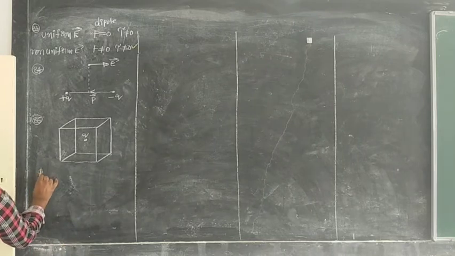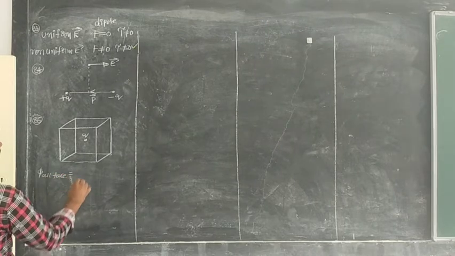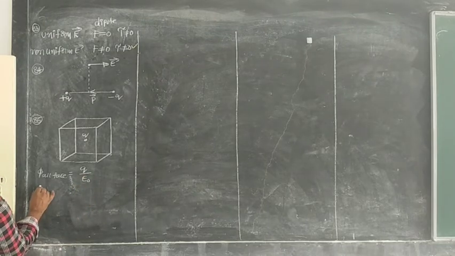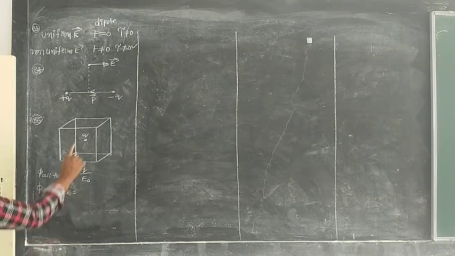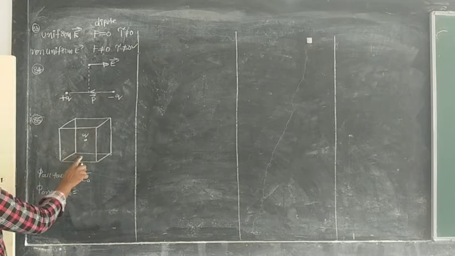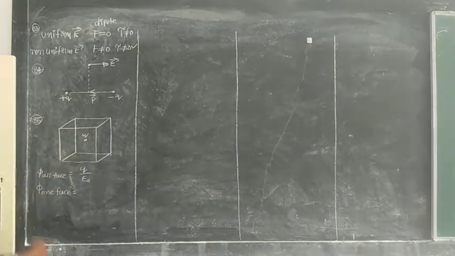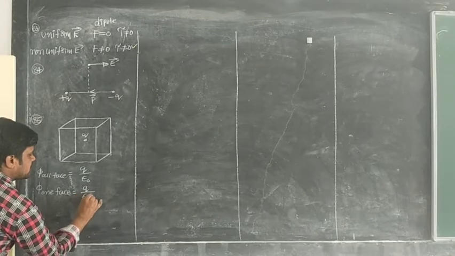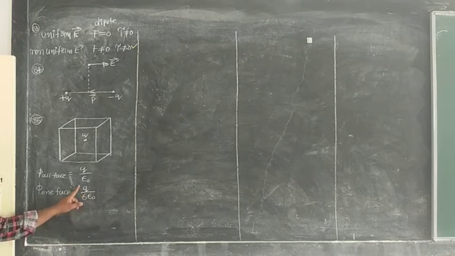Flux through all faces is nothing but Q by epsilon naught. But flux through one face: in total there are 6 faces, 1, 2, 3, 4, 5, and 6 towards us. So for one face, it is Q by 6 epsilon naught, that is 1 by 6 of Q by epsilon naught.